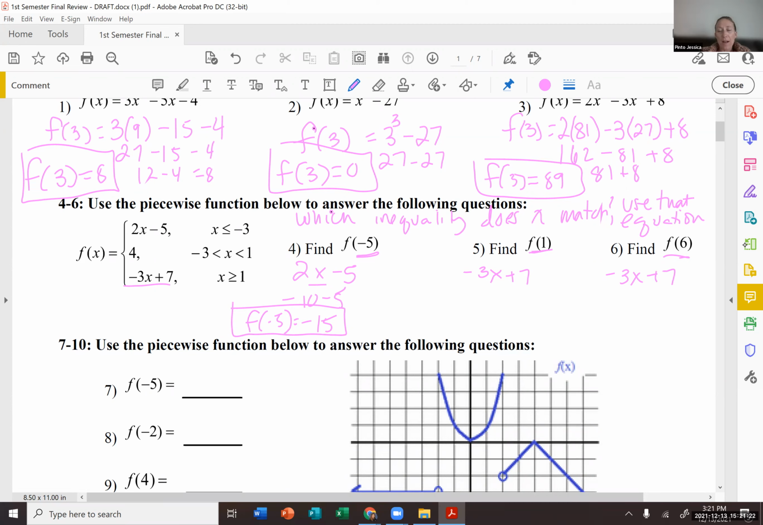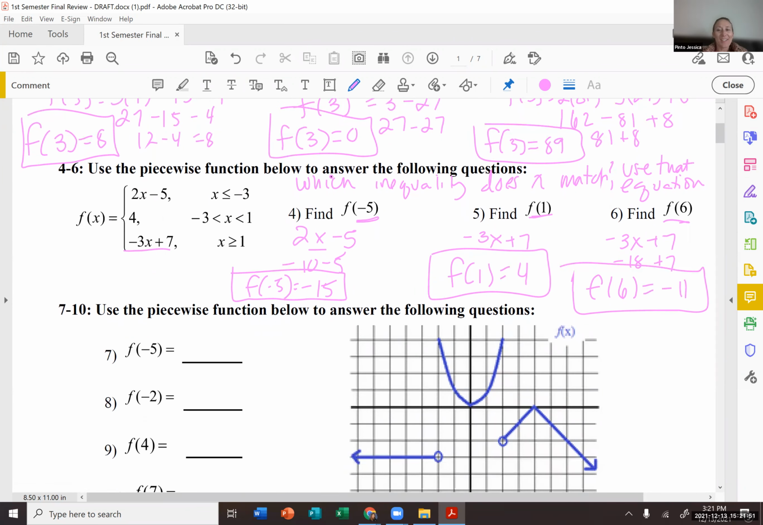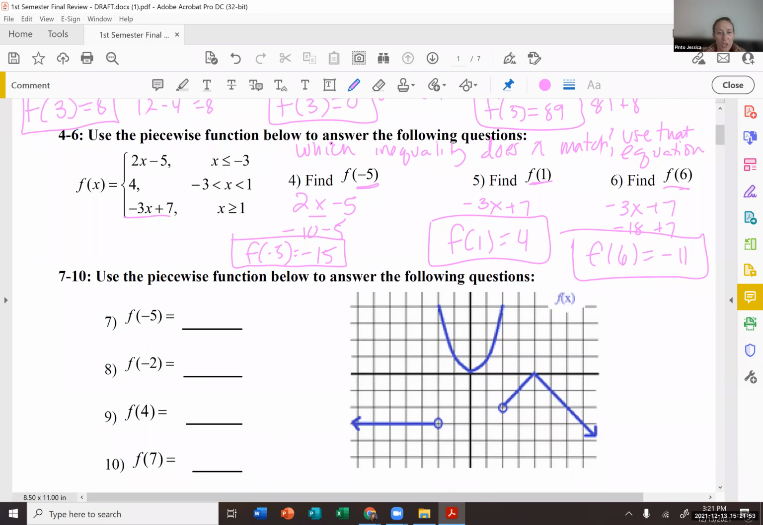For f of 1, -3 times 1 plus 7, -3 plus 7 is 4. So f of 1 is equal to 4. And then here I'm plugging in 6. That's going to be -18 plus 7. That's going to be f of 6 is equal to -11. Right on. So these evaluating, we miss these. These are kind of nice. Just simplification, not solving.